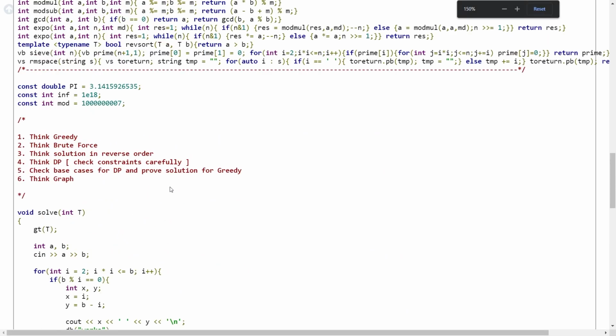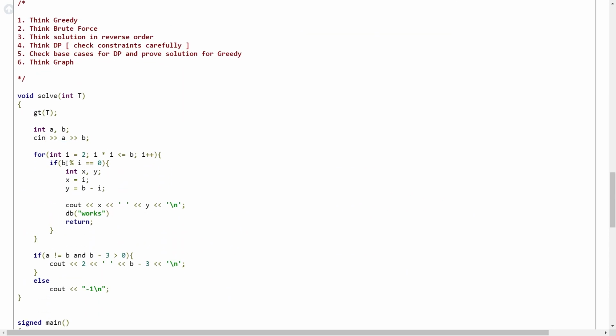So you see what I've done is I've taken two integers a and b and I'm just trying to find any prime divisor of b. So if a prime divisor of b exists, it should exist till root of b. Now if I have found that particular prime divisor, I'll find two values x and y as x will be equal to i and y will be equal to b minus i, right? So if this exists, I'm just going to print x and y and I'm just going to return from here.